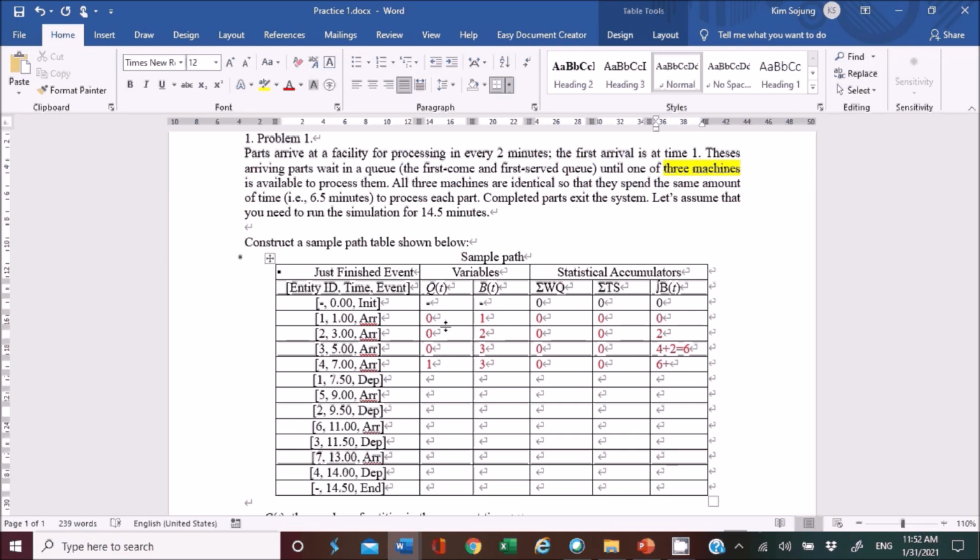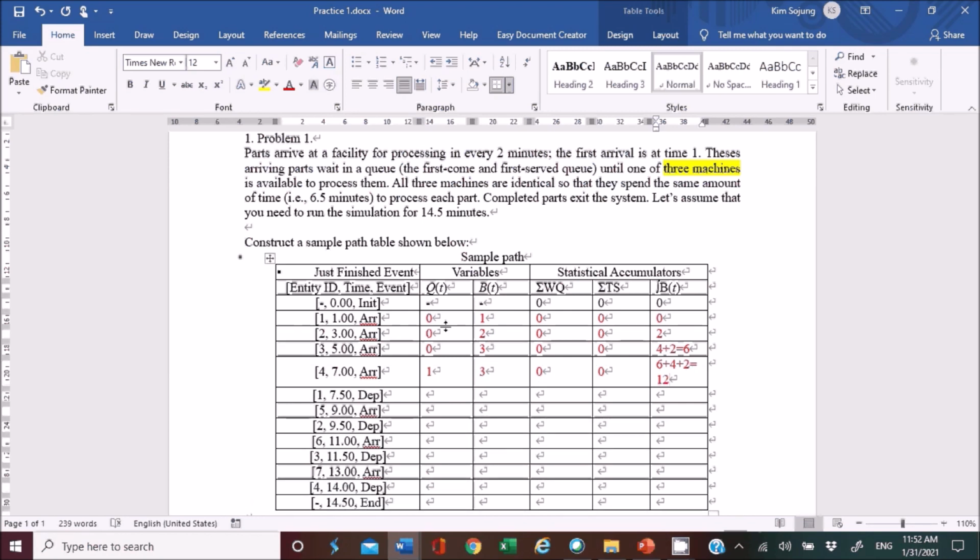6 plus, right? So the first entity spent 6 minutes at the server, right? And the second entity spent how much? 4 minutes at the server. And the last entity spent what? 2 minutes at the server. So if you add all the numbers, you will get 12, right? All right. So now we finally have a departure event, and as you know, this value becomes 0. However, BT value is still 3 because when the first entity leaves the system, the fourth entity can reserve the available server. So that's why.